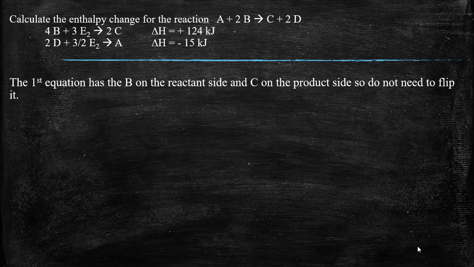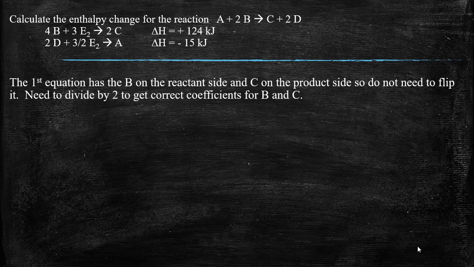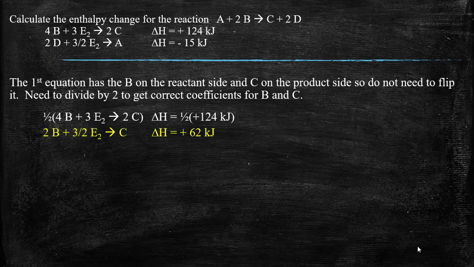Both B and C are on the correct side of the arrow, so you don't need to flip the reaction. That means the delta H keeps its sign. You will, however, need to divide the equation by 2 to get the correct coefficients for B and C. And if I divide the equation by 2, I have to divide the enthalpy change by 2 because it is stoichiometric. So when I do that, I get this equation.